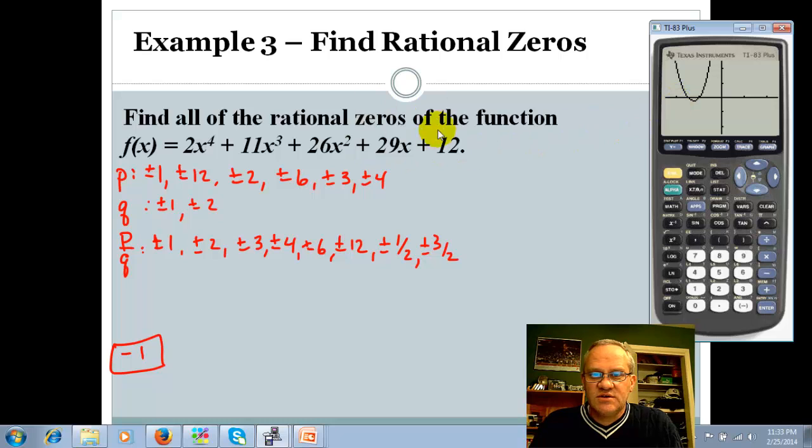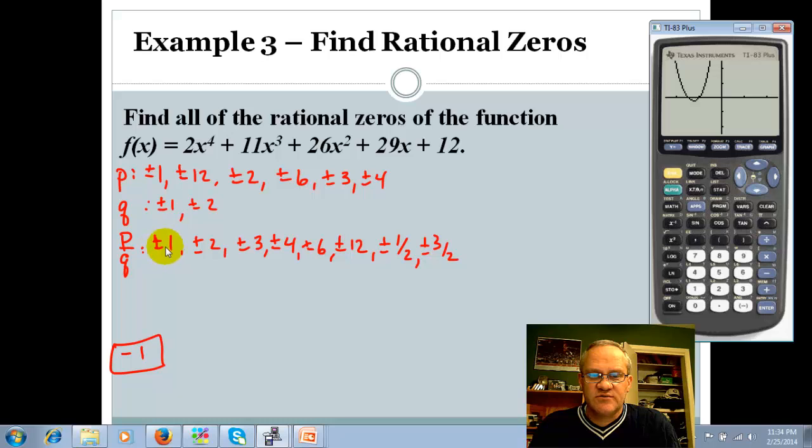So here's where this can come in a little handy. I can look at my possibilities here and say, well, what are the possible numbers that are between -1 and -2? Well, 1, 2, 3, 4, 6, 12. None of those are between 1 and 2. By the way, notice we had -1.